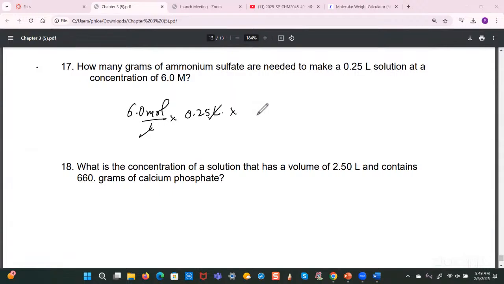And how will you do that? You convert the moles to grams, you're correct. So how will you do that? What will you multiply by in order for you to convert the mole value to grams? You need the molar mass, which means that you need to know what the formula of ammonium sulfate is, right? So what's the formula of ammonium sulfate?